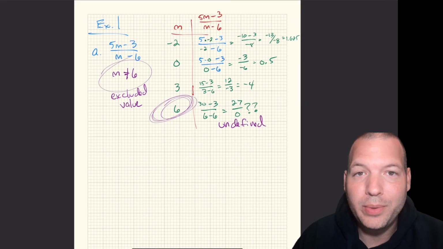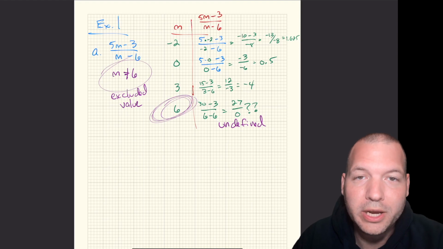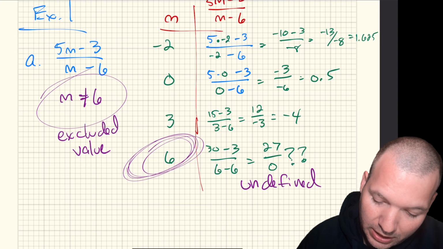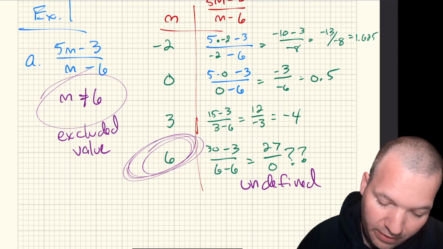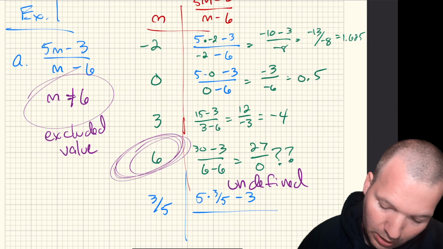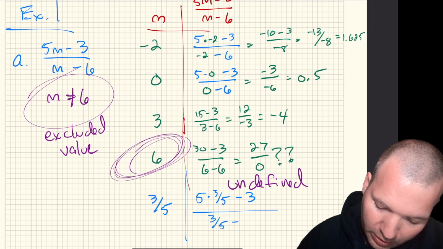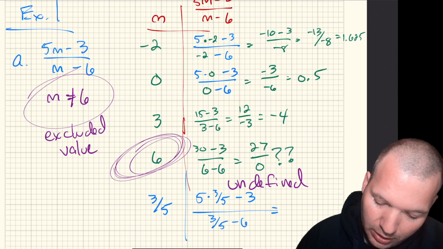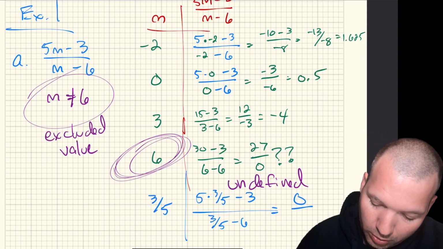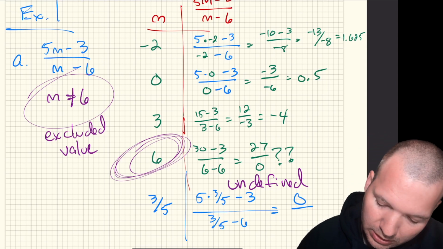Notice I don't care about the zeros of the numerator. I don't care what value would make the numerator equal to 0. That value in this case would be 3/5. If we were to plug in 3/5, we would get 5 times 3/5 minus 3 over 3/5 minus 6. 5 times 3/5 is 3. 3 minus 3 is 0. 3/5 minus 6 is negative 5.4.